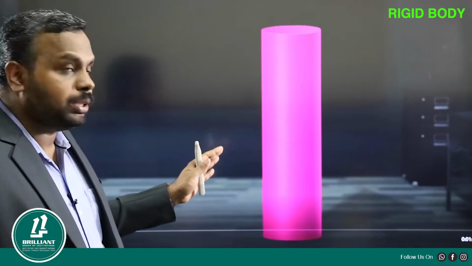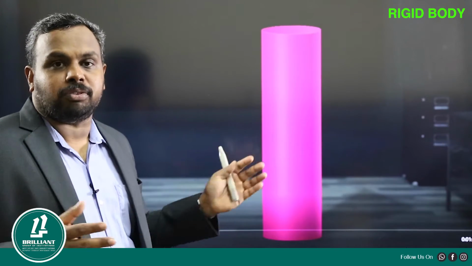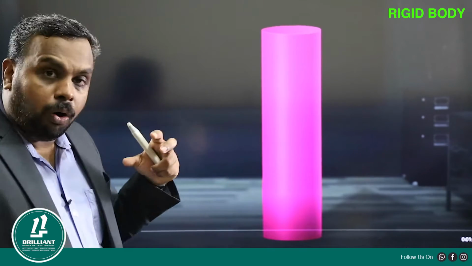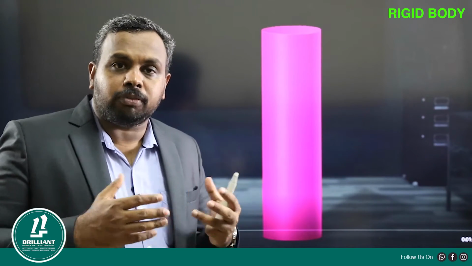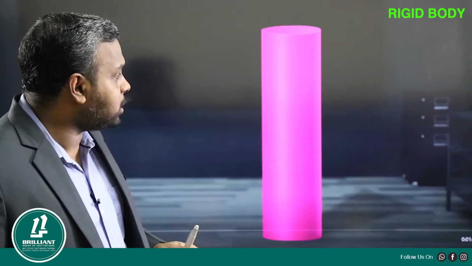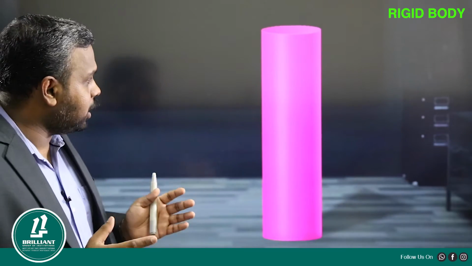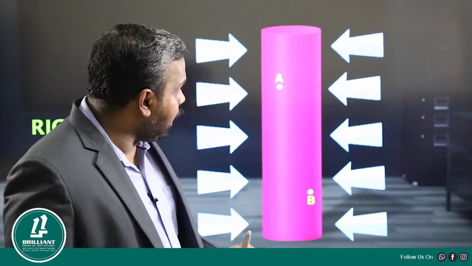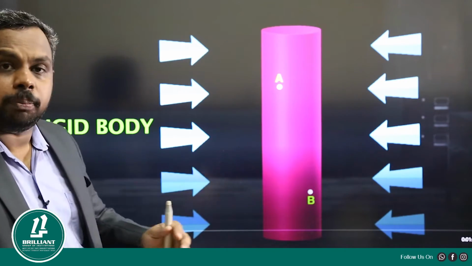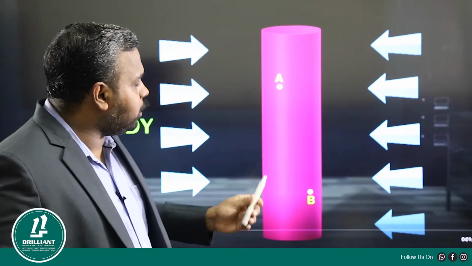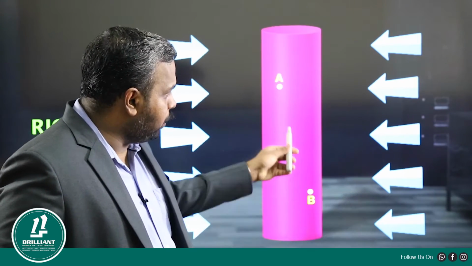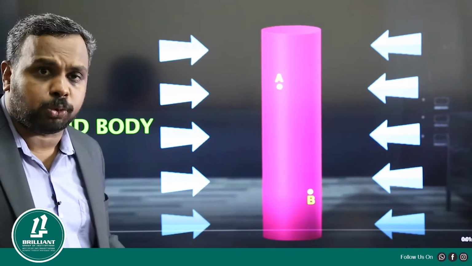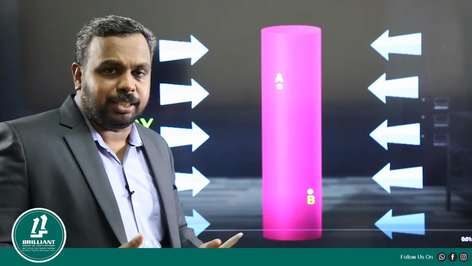So let us assume this is a cylinder which is made up of iron. Now all objects or bodies are made up of different particles. So this cylinder is made up of different particles. You can see 2 points in it, A and B. Imagine I'm going to measure the distance of separation between A and B. Let it be 10 centimeter or something. That's up to us. We can assume it is 10 centimeter.